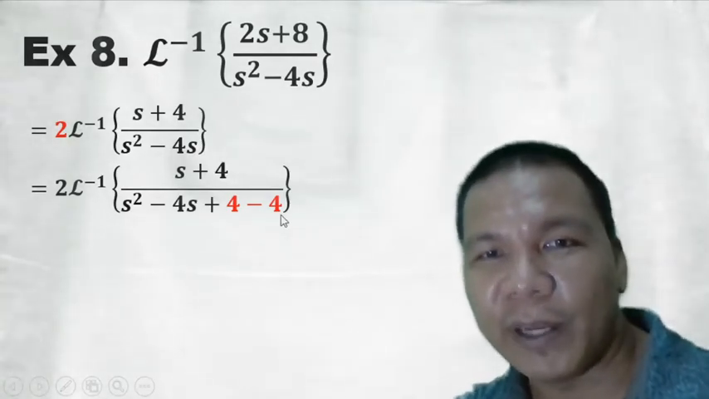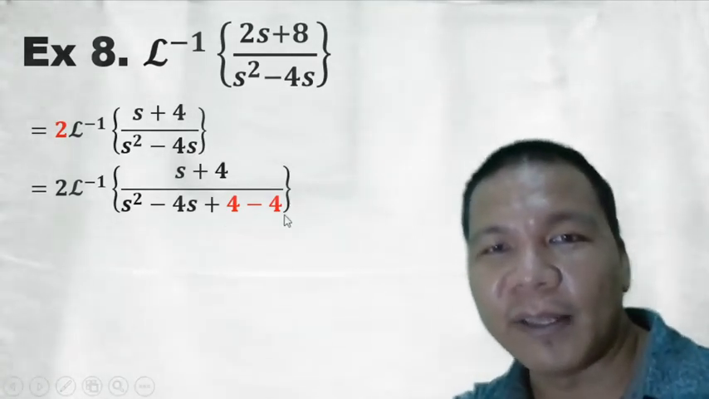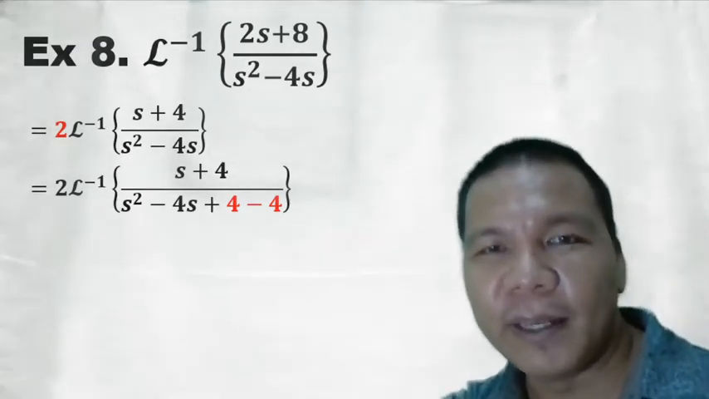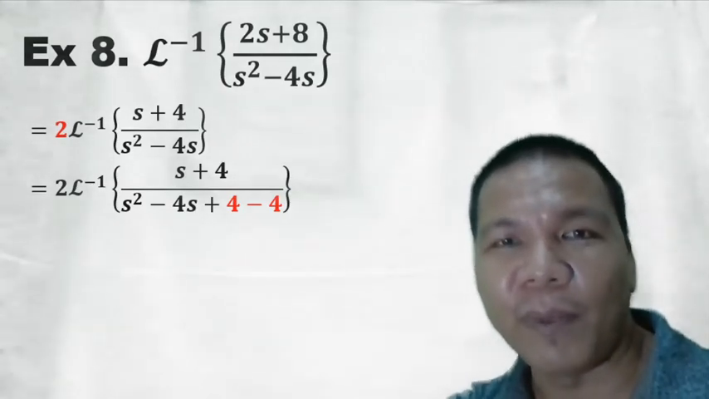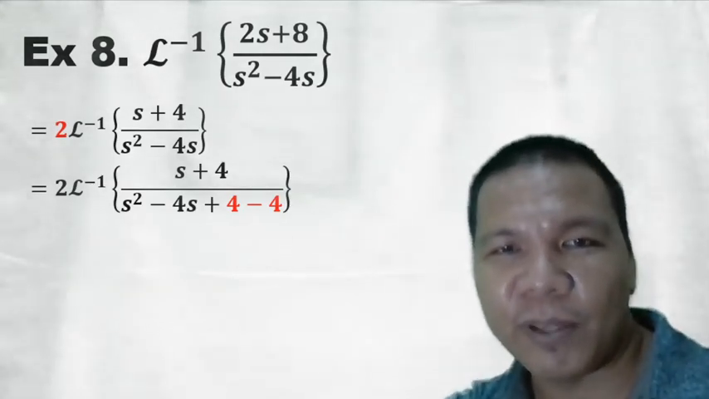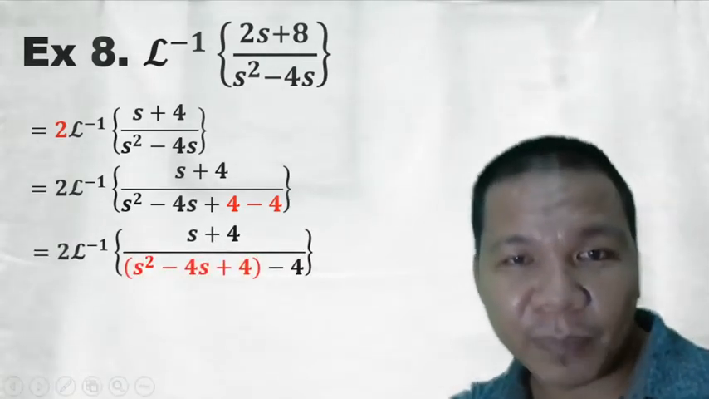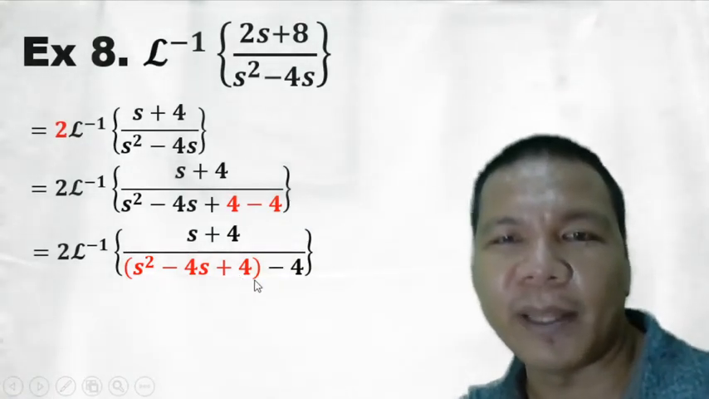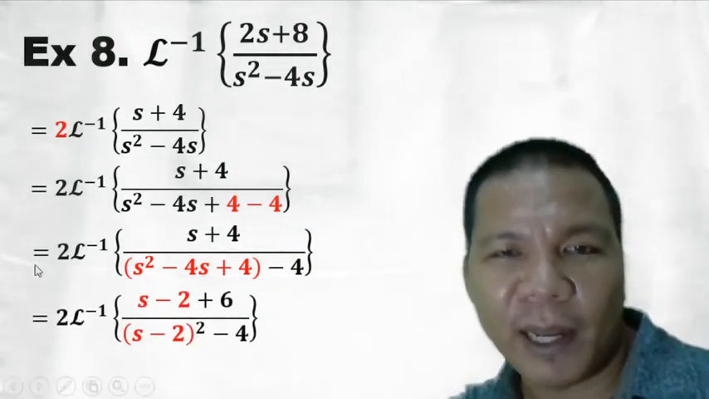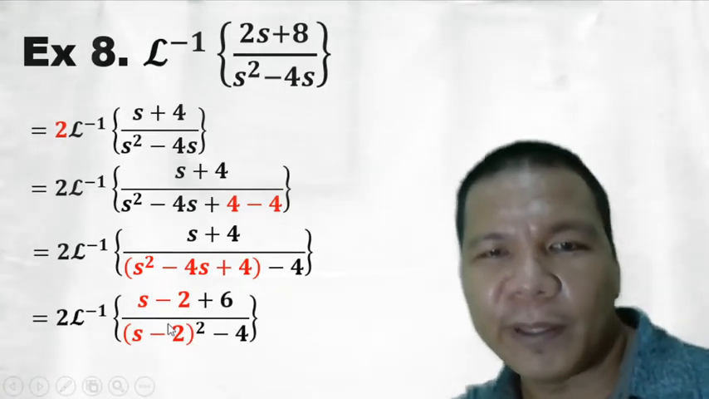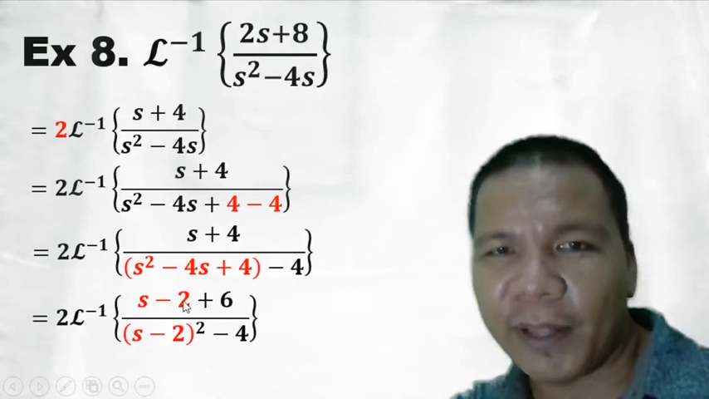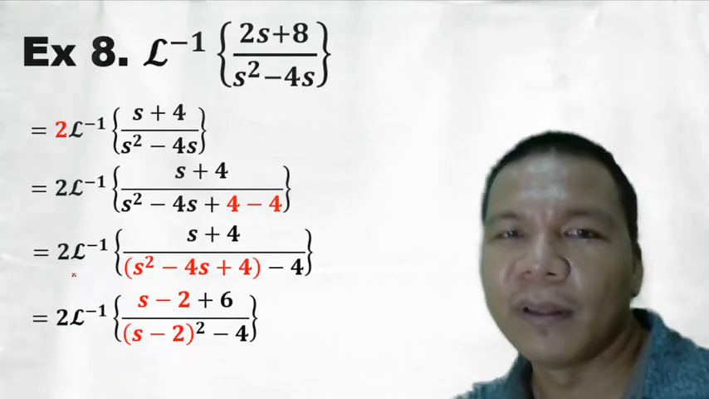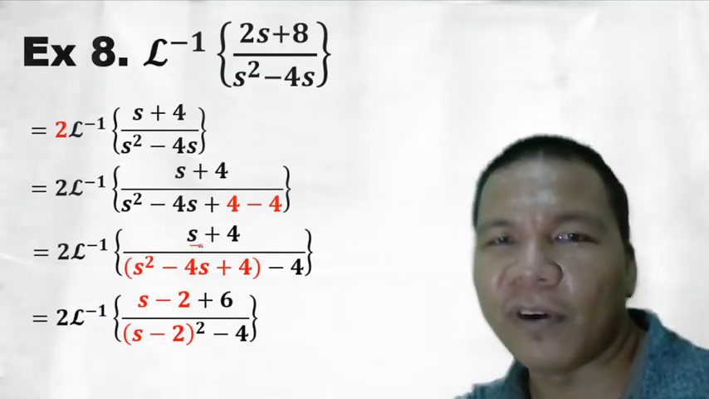minus 4 here, that is actually adding 0 to your denominator and it does not change your denominator. Why did I add 4? Because I want to make my denominator a perfect square trinomial. So that will be s squared minus 4s plus 4. I grouped that into one term and then later on I factored it out. That will become s minus 2 quantity squared minus 4. Now in your numerator, take note, this is s plus 4.